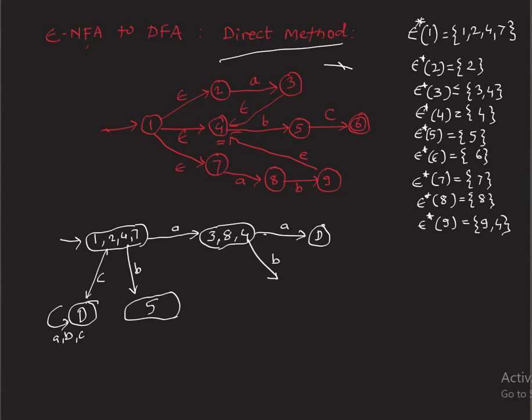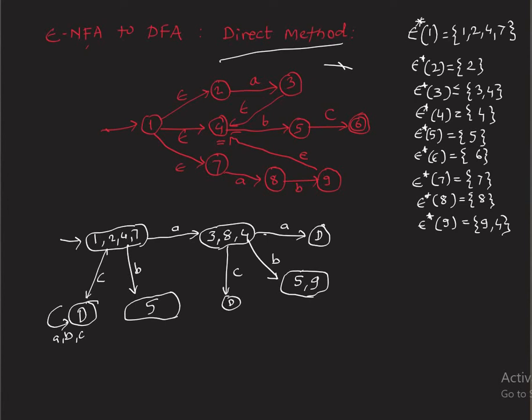So for input B, for 3 there is no transition, 4 is going to 5 and 8 is going to 9. So we have got two states. Now epsilon closure of these two states: epsilon closure of 5 is nothing but 5 and epsilon closure of 9 is nothing but 9. So we have got a new state here. Now for input C, again there are no transitions, so this will again be going to a dead state. So now we have got too many dead states.